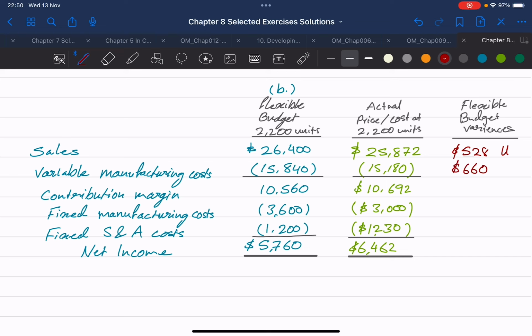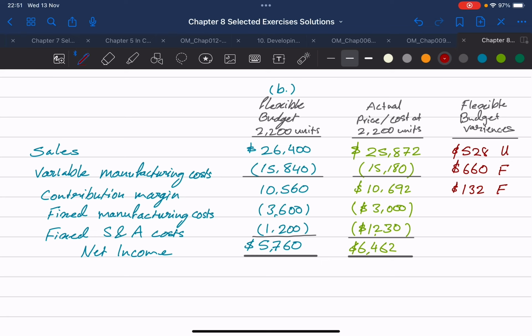$660. A decrease in the variable manufacturing cost, so that is a favorable variance. Okay. The actual contribution margin is higher than the flexible budget, so we'll calculate the difference as well here. 10,560 minus 10,692. That's a difference of $132 increase. So the actual contribution margin is higher than the budgeted one, so that is a favorable variance.